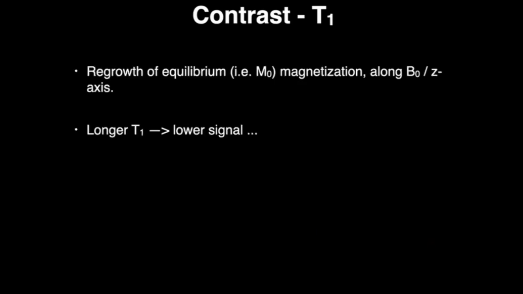So if you have tissue that has a longer T1 property, i.e. it takes longer for that magnetization to recover, you have less signal the next time you excite. It means you detect a lower signal successively. So this is T1 weighted imaging. Longer T1s, darker tissue.